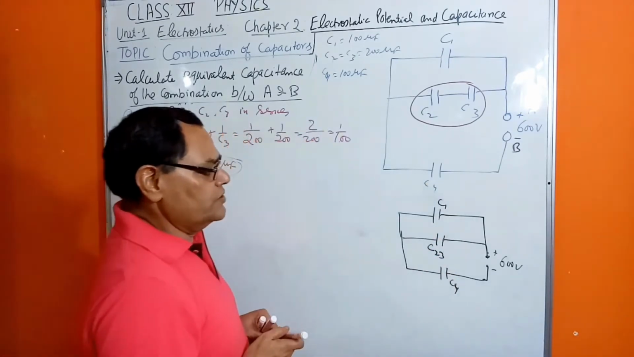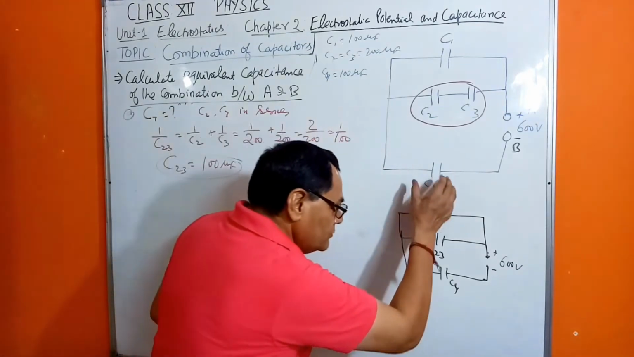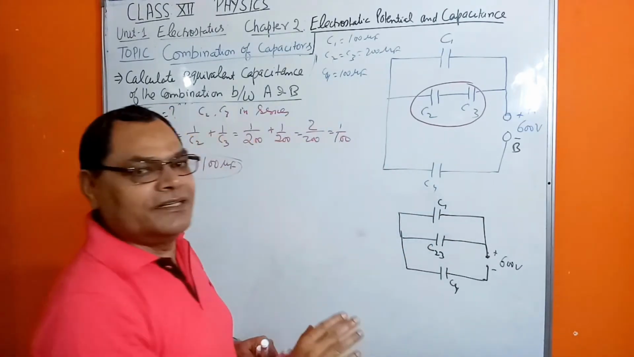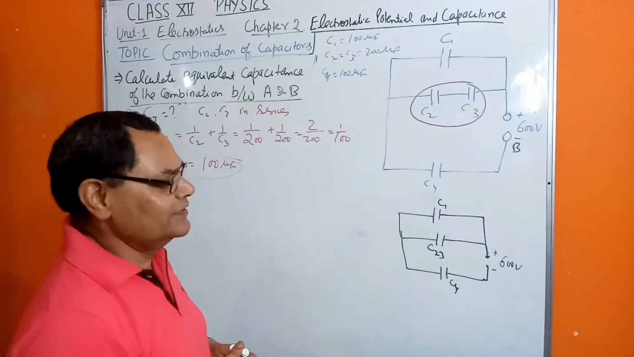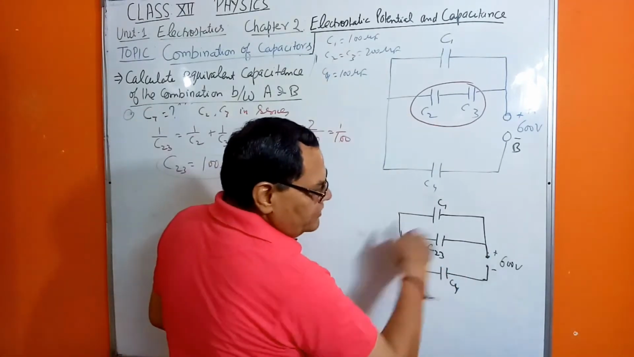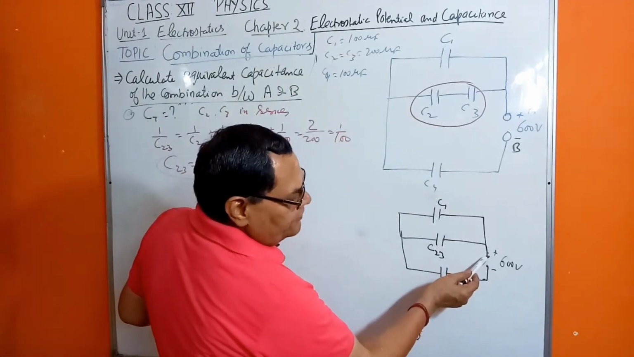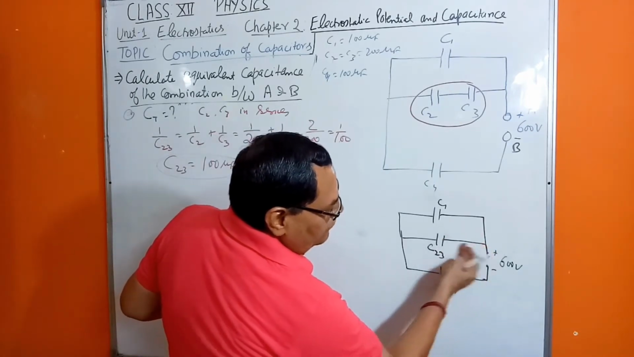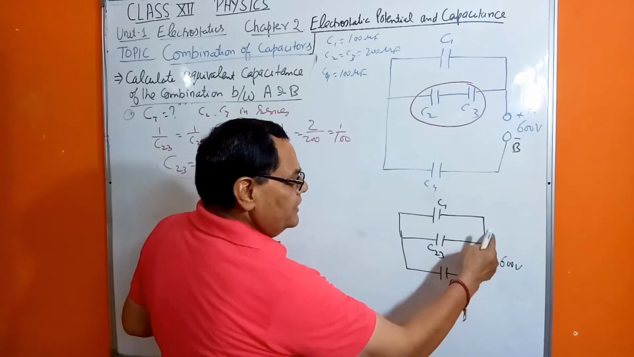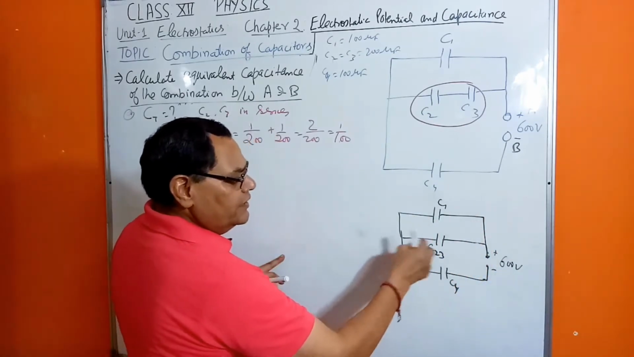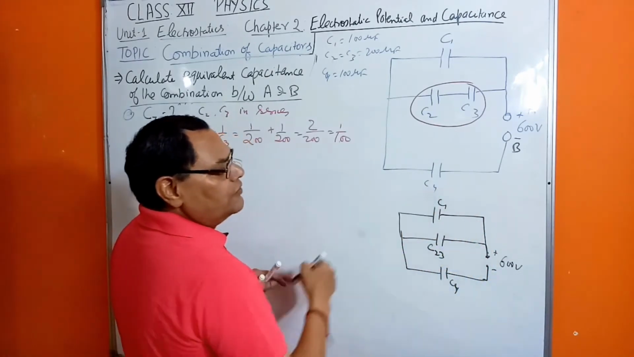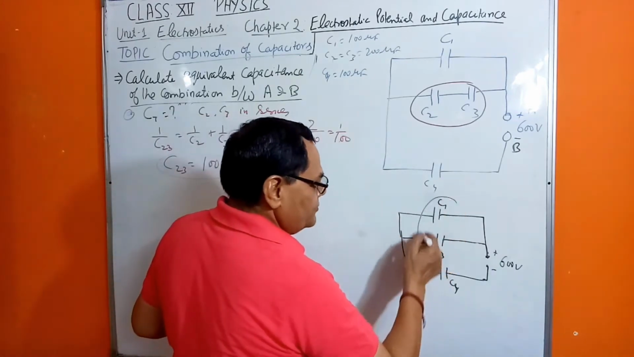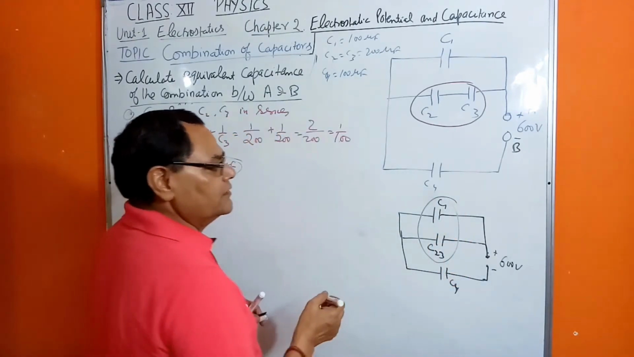At a glance, the moment you see it, it seems all three are in parallel, but they are not. Why? Because we have to put in the logic. The moment you start from here, you find that it's getting divided, one this side, other this side, and they are joining again. So these two are in parallel first.